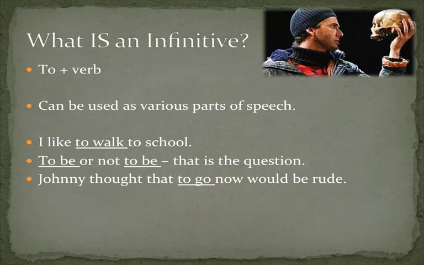So an infinitive is basically the grammatical form of the word to plus a verb. Now these infinitives can be used as various parts of speech, and they tend to float around a sentence and can be used in various ways. So for example, I like to walk to school. The infinitive in this case is to walk. Another example, to be or not to be, that is the question. We have the infinitive there of to be. And then finally, Johnny thought that to go now would be rude. And we have the infinitive of to go.